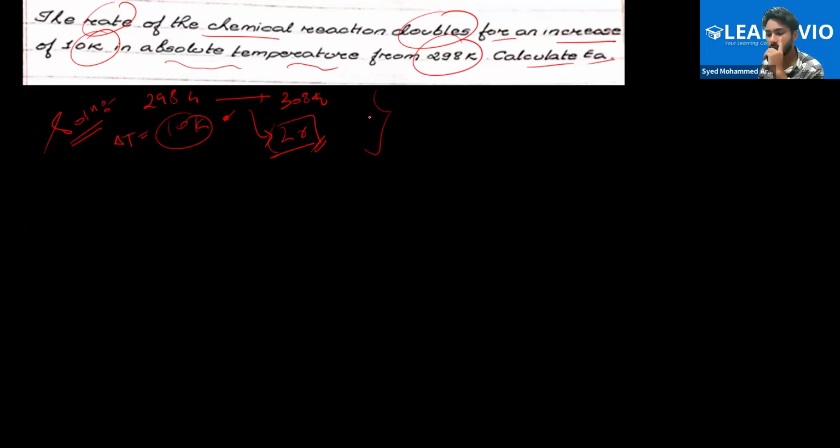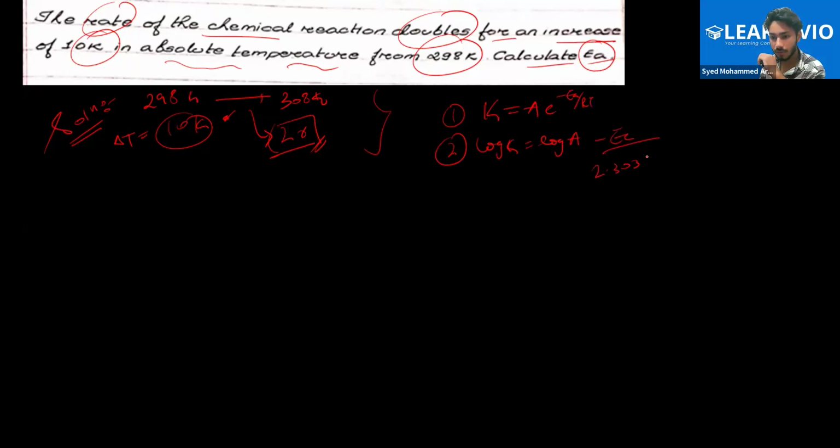Okay. So can you tell me what is the formula that is associated with it? If I want to find EA, then how many formulas do I have? So the first formula that I have, I'm writing all the formulas. K is equal to A e to the power of minus EA upon RT. The second formula would be log K equals log A, and this is the same formula, just I have done some simplification, minus EA upon 2.303 RT.